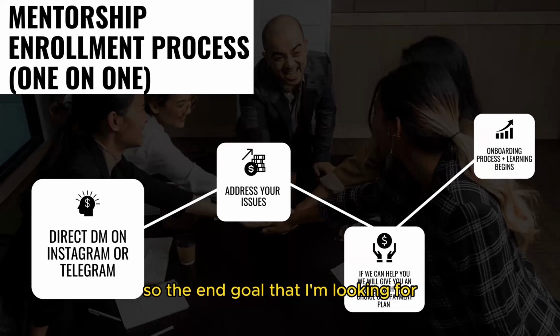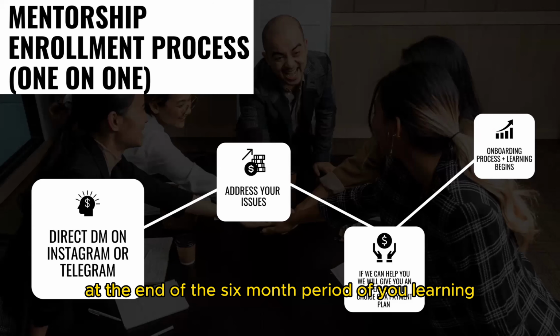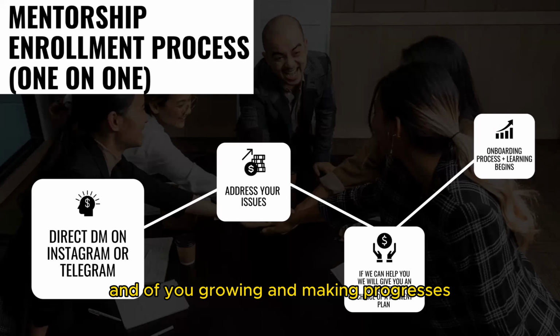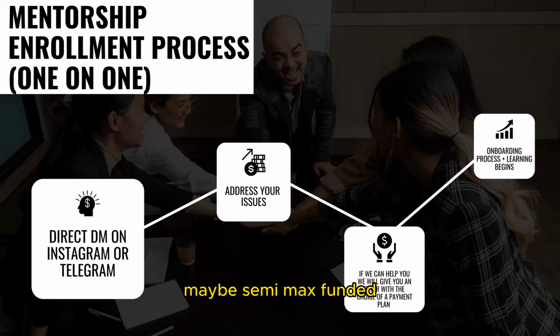So the end goal that I'm looking for at the end of the 6-month period of you learning and growing and making progress is I want to see you funded, maybe max funded, maybe semi-max funded, maybe half of the max funding. That's what I'm looking for, so that I help you make your life easy.